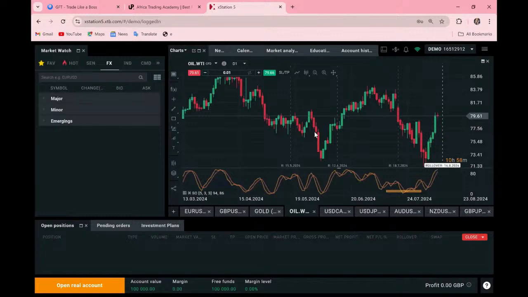Today, platform analysis. How to analyze the platform. You see this platform, you see that there's a lot of complex images. Sometimes you may not be able to understand it properly. So we will take our time to analyze it for you so that you can understand how it works.